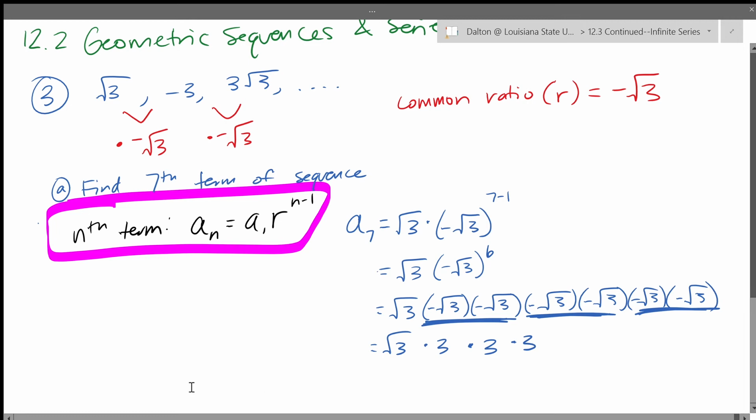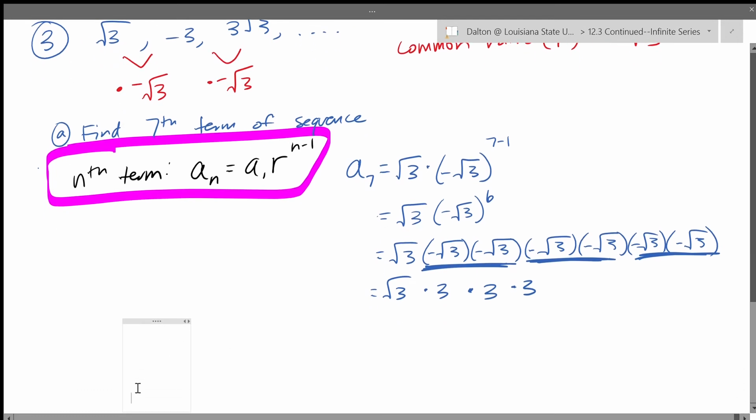a positive 3. And then the rule for radicals is that you can multiply stuff not in a radical together, but you have to leave the one that's inside the radical alone. So the square root, 3 times 3 is 9 times 3 is 27. So the 7th term will be 27 square roots of 3.